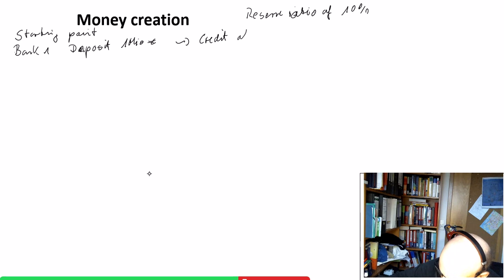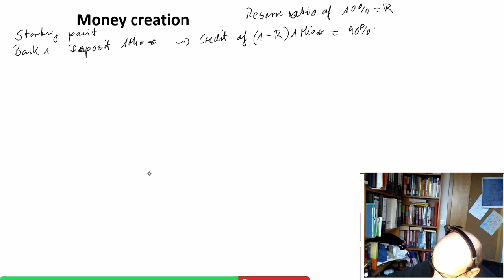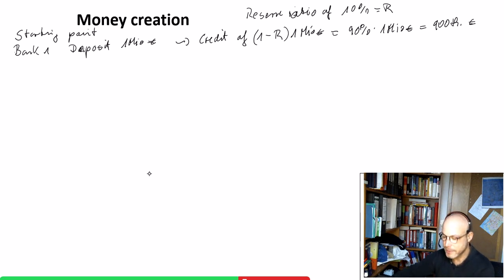Credit of, let's call this R, capital R, 1 minus R times 1 million euro equals 90% times 1 million euro equals 900,000 euros. This is given away as a credit to a private customer.